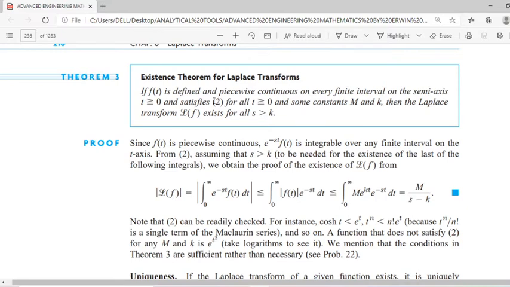So if the function f of t is piecewise continuous and satisfies equation 2, that is the restriction, for some constants M and k, then the Laplace transformation of the function exists. So that is the theorem. Let us prove this theorem. f of t is piecewise continuous, that is what we are assuming in this theorem. So e raised to minus st f of t is integrable over a finite interval on the axis t greater than or equal to 0.